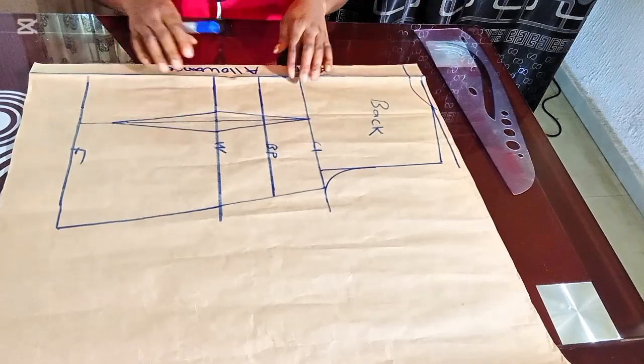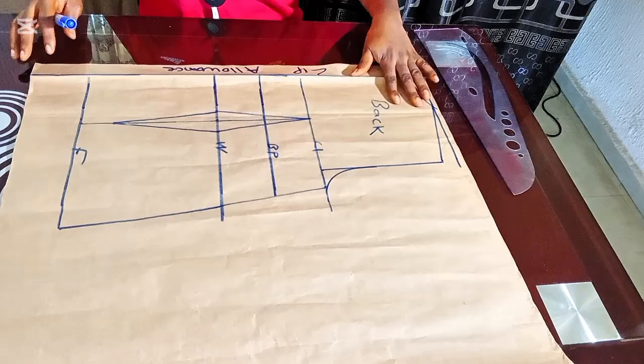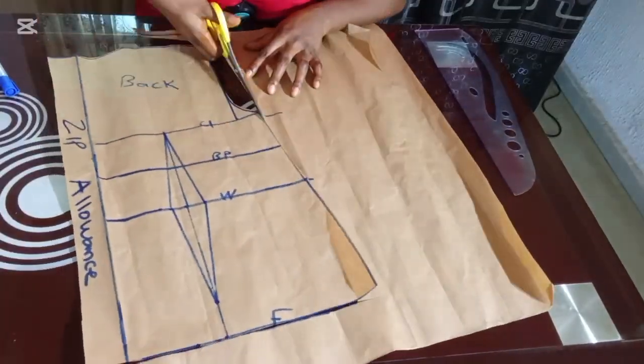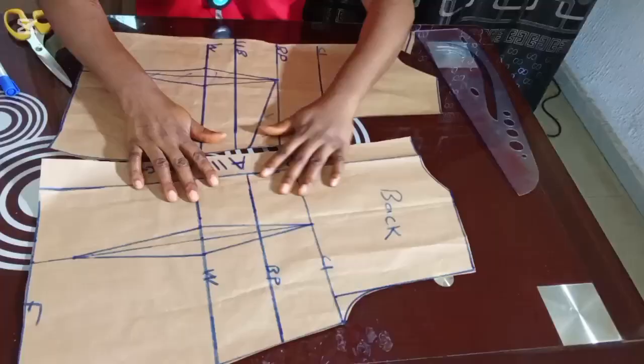Next is for us to cut out the 2 patterns. So I'll just go ahead now to cut them out following the markings on the bodice. So this is what we have.